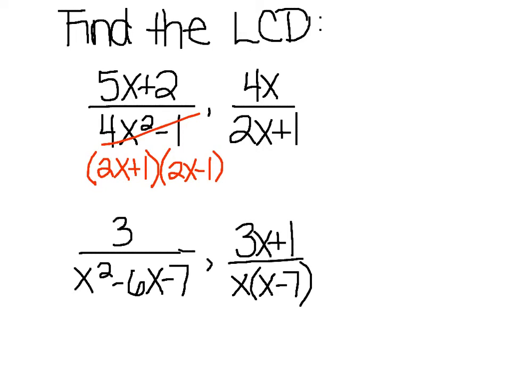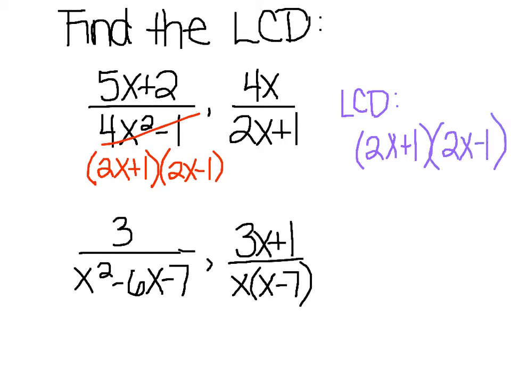Now there's nothing else that I can factor out in the rest of these two fractions. So now I'm looking at 2x plus 1 times 2x minus 1 and 2x plus 1. Well, if I notice, they both have 2x plus 1, but this first fraction has this 2x minus 1 in addition to it. So that's basically what needs to be multiplied into this fraction to get a least common denominator of 2x plus 1, 2x minus 1.